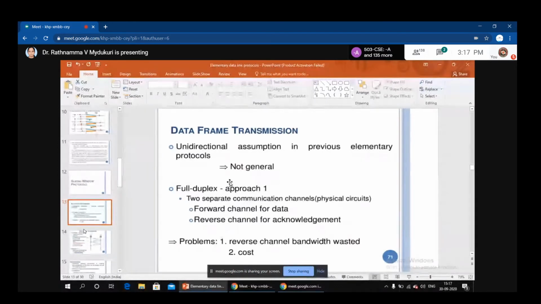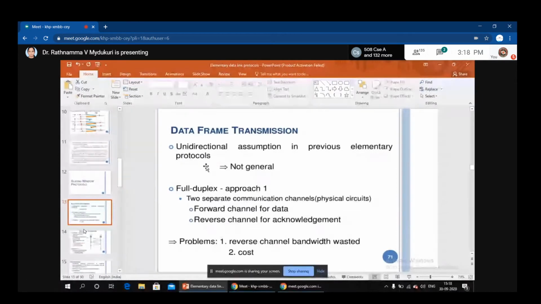data link protocols. So in the elementary link protocols that I told you last time, these are the assumptions we made: the unidirectional assumption in previous elementary protocols. Uni means nothing but only one direction. There is no reverse direction.